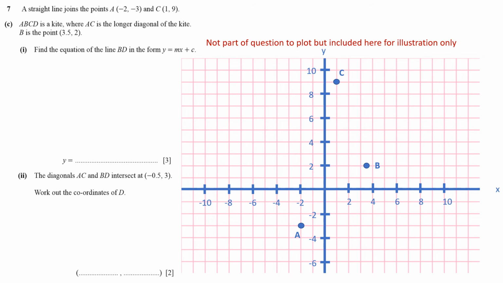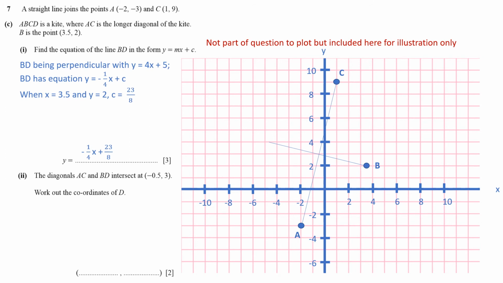B is the point (3.5, 2). Find the equation of the line BD in the form y = mx + c. With BD being perpendicular to y = 4x + 5, BD has the equation y = -1/4 x + c. By inserting the x and y values of one of its coordinates, c can be solved as 23/8. With that, y would equal -1/4 x + 23/8.